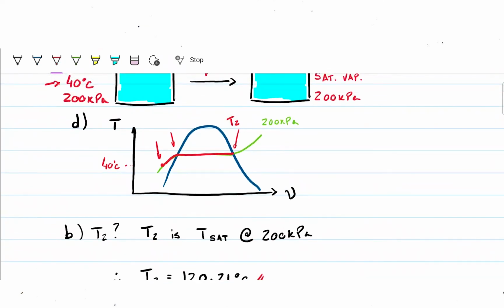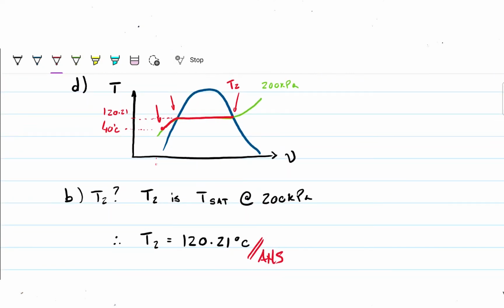Now, since I know more information now, I can actually make my diagram a bit better, because I can also place here the 120.21. And that will be right there. What else do I know? I know that the specific volume here is 0.00108. And this guy here, I can read off the pressure table if I wanted to now. Okay, cool.